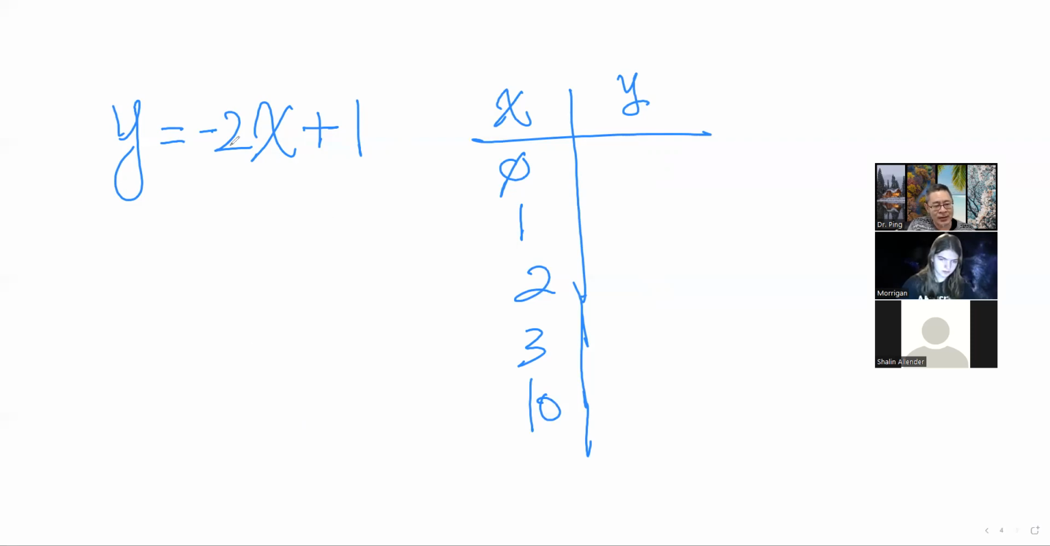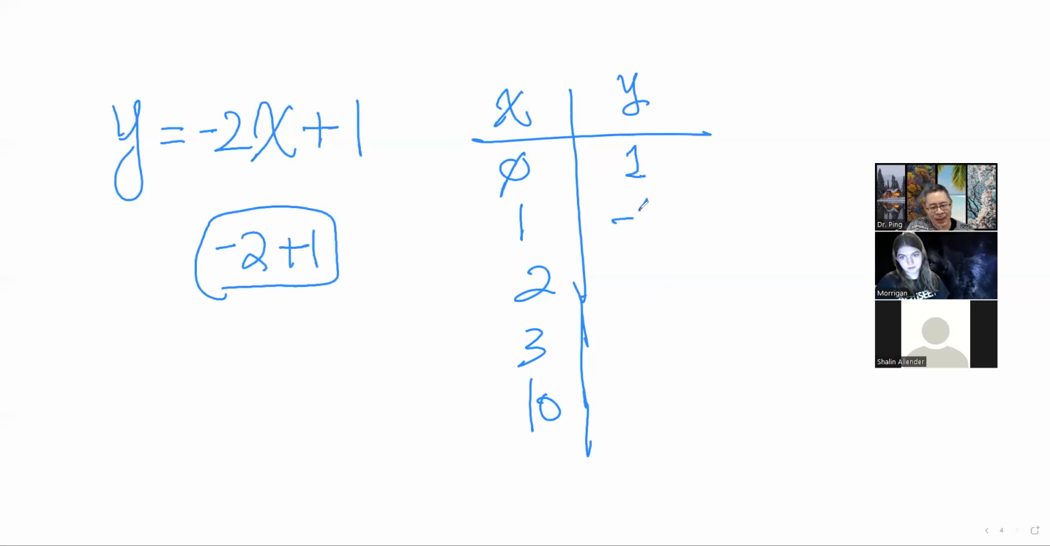So x is 0, 0 times -2 is still 0, right? Then 0 plus 1, it's 1. Okay. Then when x is 1, 1 times -2 is -2. Negative 2 plus 1 is -1. Yep. Now when x is 2, that's -2 times 2, which is -4. But then we have to add 1 to it, so that would be -3. Right. And x is 3.